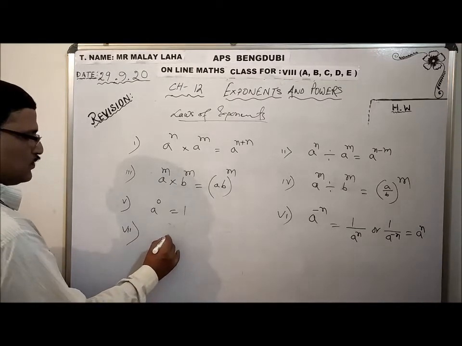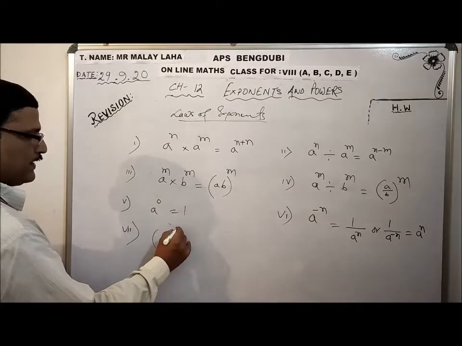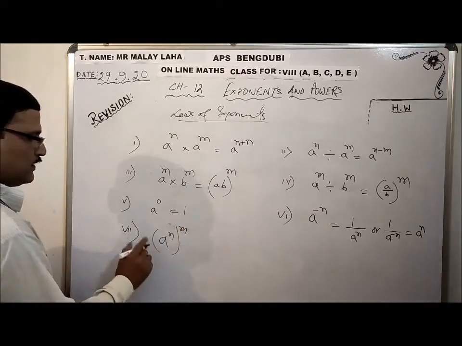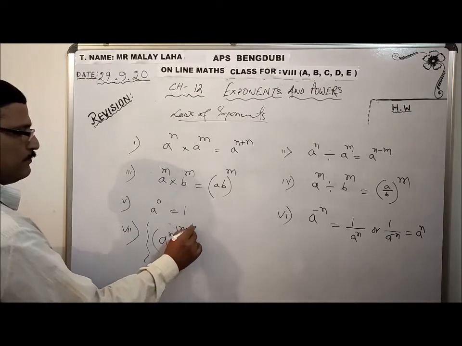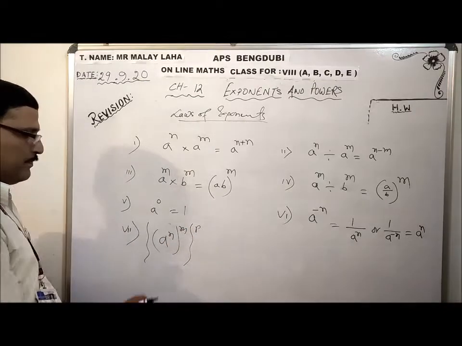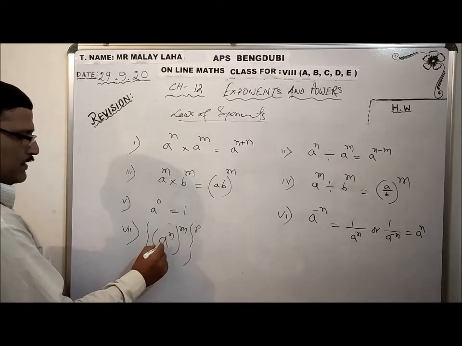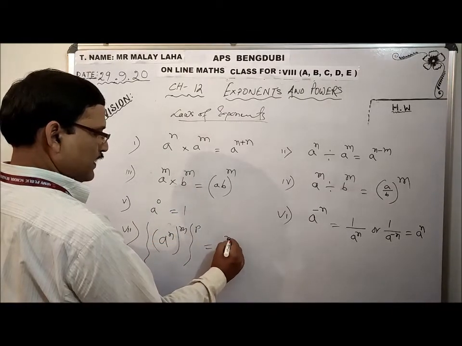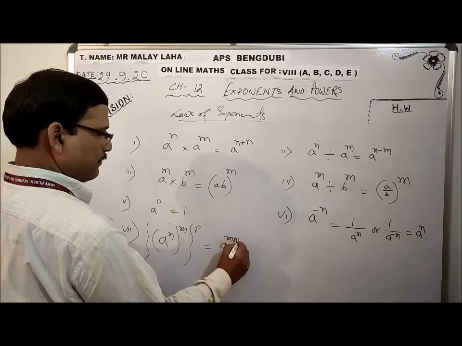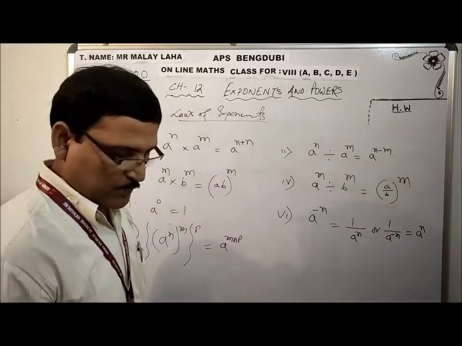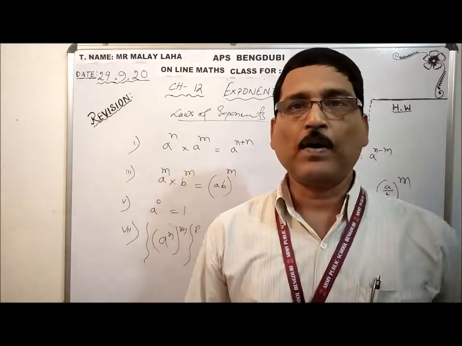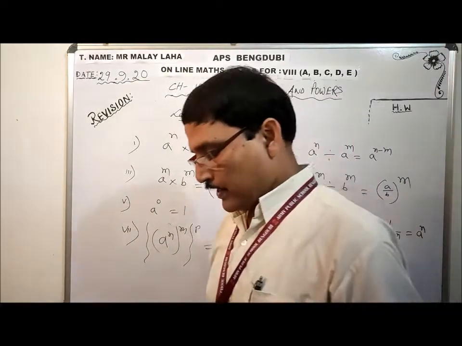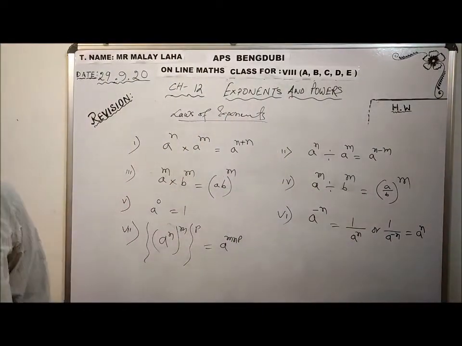Say a raised to n multiplied by m multiplied by p. So when any number base has triple power, what do we do? A raised to m n p. All the powers you have to multiply together. It may be two powers, it may be three powers, no problem. This concept you have to apply.